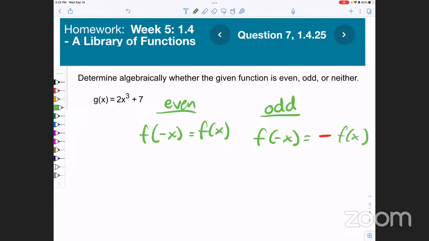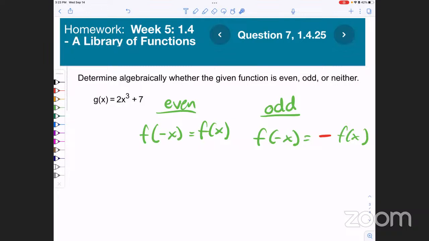Audibly, those sound the same, but the difference is kind of hard. It's subtle, right? But when you write it out, you can clearly see the difference between these two functions. So what we're going to do is replace each x with a negative x, simplify, and interpret our results.